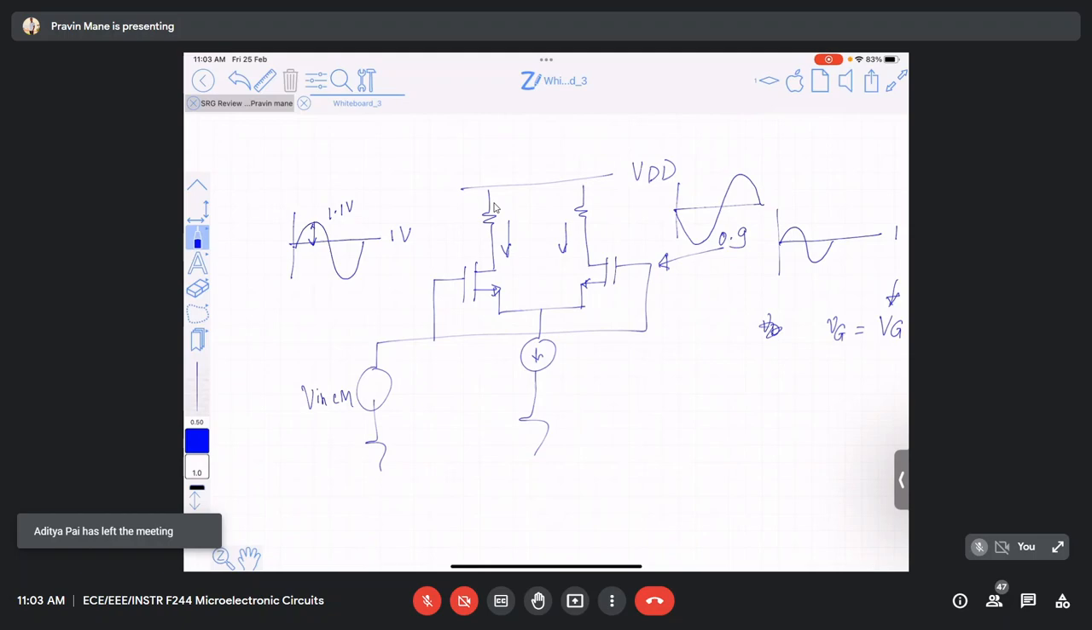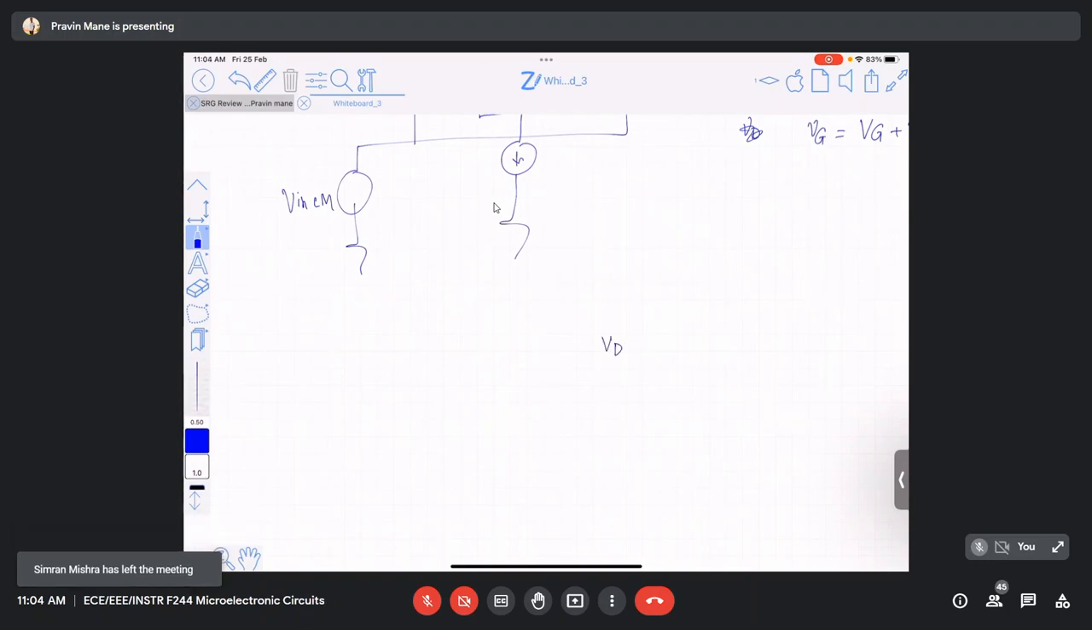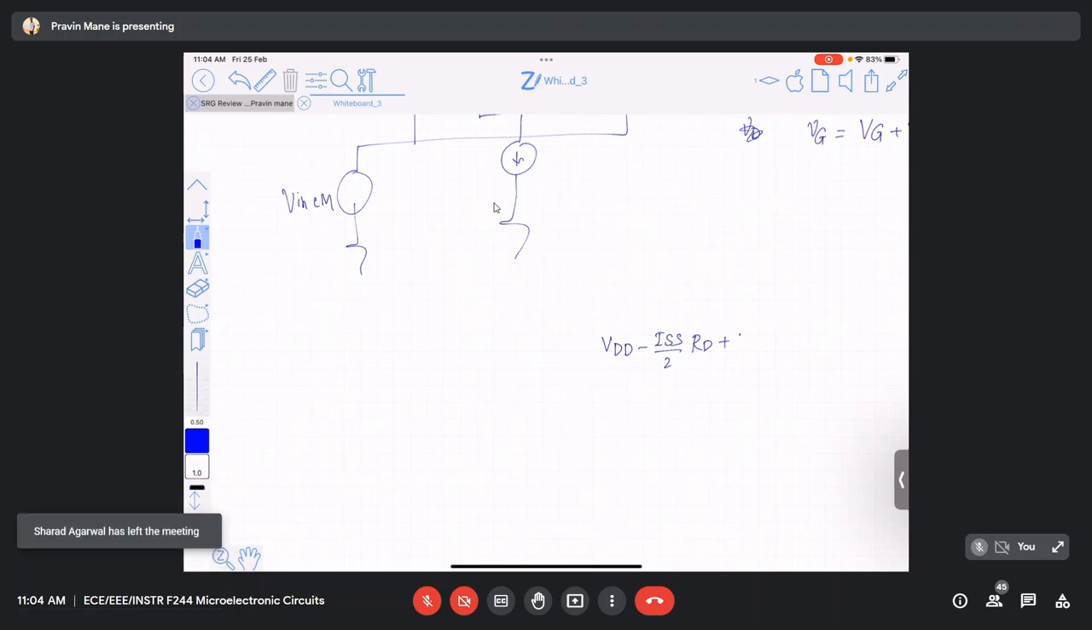In common mode, why did you put minimum of VDD and VDD minus ISS by 2 RD for VCM max? So when you define any quantity for voltage in a circuit, the maximum voltage available in the circuit is how much? VDD. Not more than that, right? Yes. So if I write VDD minus ISS by 2 into RD plus VTH, suppose this value is 2 volt, this value is say 0.2 volt and this value is 0.4 volt. What is the addition comes?